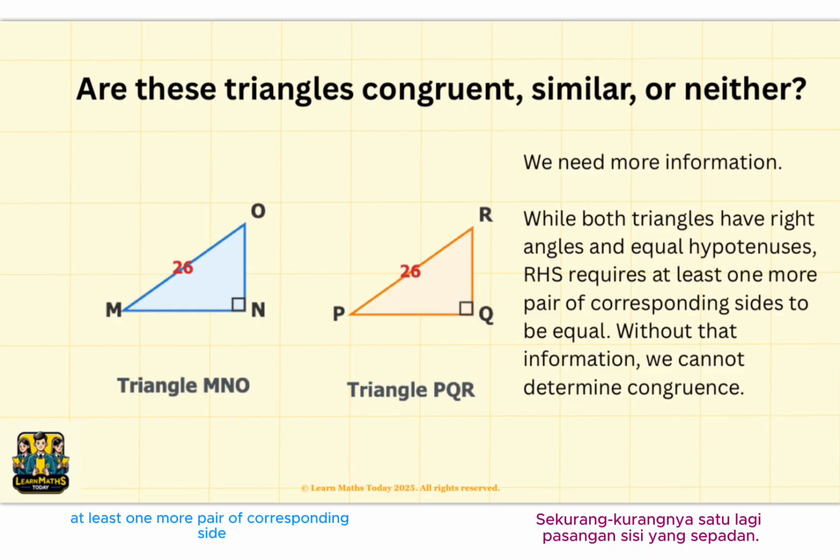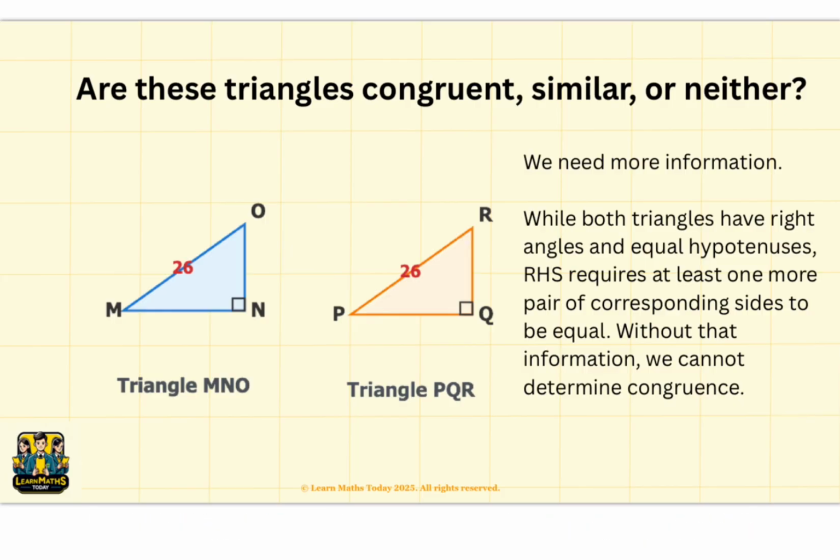Therefore, without knowing at least one more pair of corresponding sides, we cannot determine whether these triangles are congruent. They could be congruent if, for example, MN equals PQ or if NO equals QR. But they also could be completely different if the sides do not match.